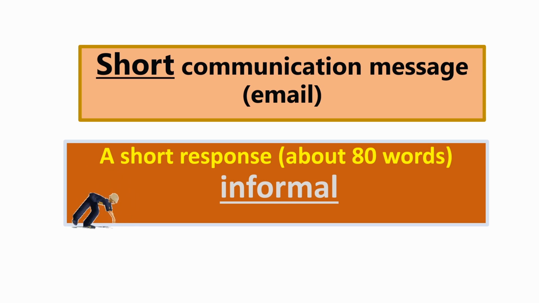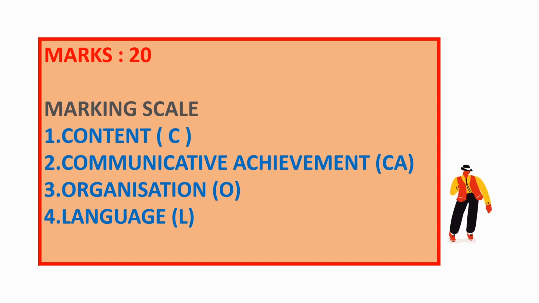It is an informal email, so very likely you will be asked to write to a friend or a close relative. For example, your aunt or your uncle or even your grandma. It can be anyone. Your essay is 20 marks. You will be marked under the 4 criteria or descriptors: content 5 marks, communicative achievement 5 marks, organization 5 marks, language 5 marks. Altogether 20 marks.